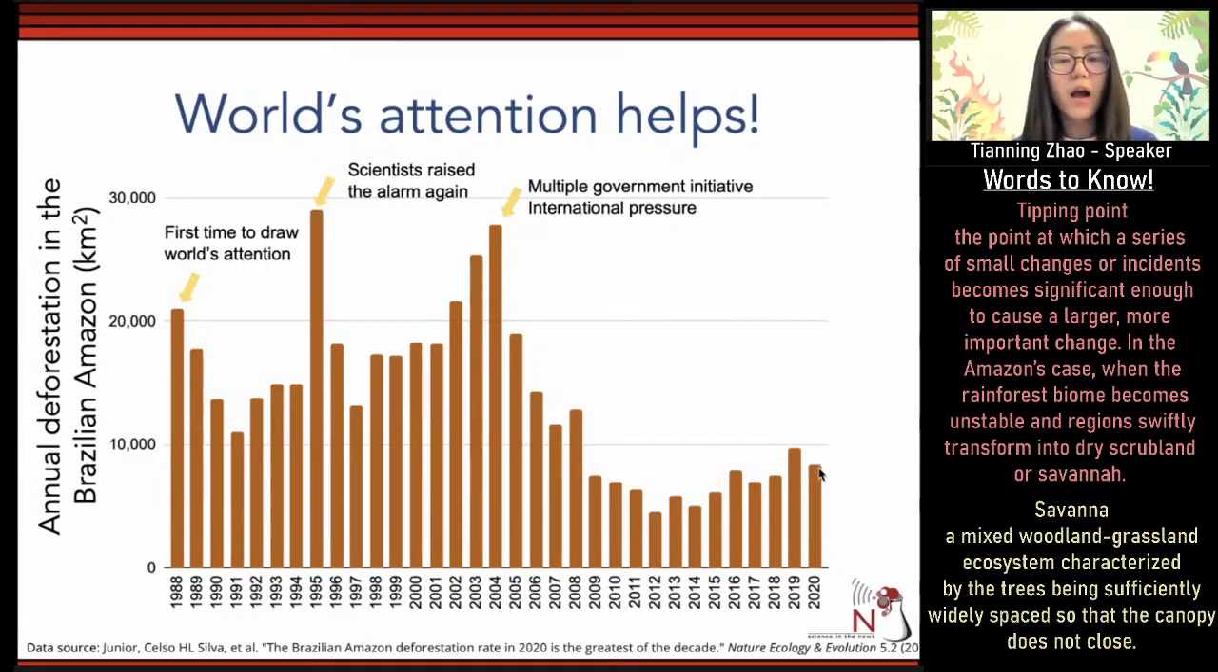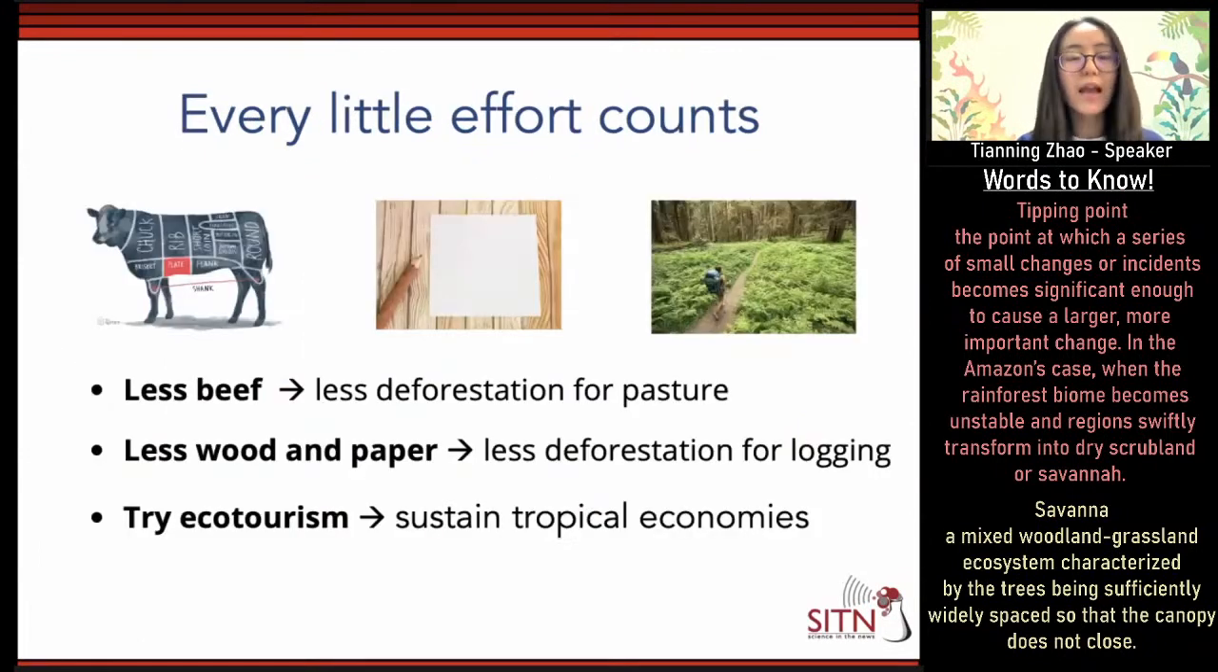But now, with the new administration and with all these concerns for economic development, the deforestation rate is rising again. We're seeing this uptick in the past few years. So we do need to act now, before we hit that tipping point. And how exactly can we help? Well, every little effort counts, considering that the climate is an interconnected system. Anything that you can do to prevent global warming, to protect the planet, would help the rainforest.